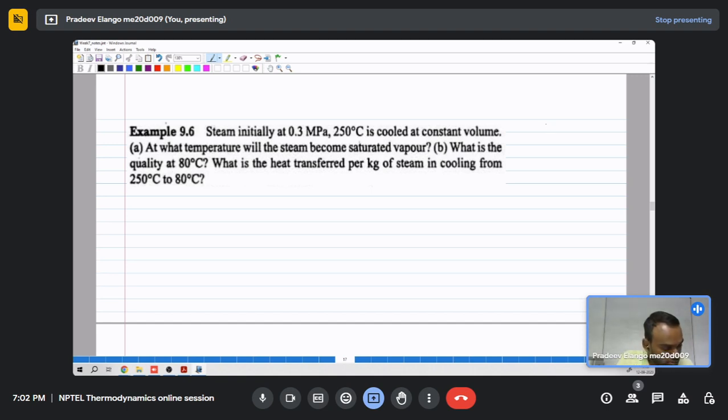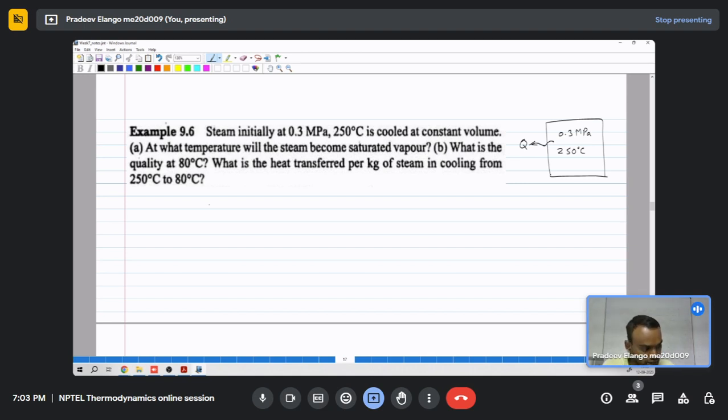So initially the steam is kept at a constant volume chamber, and initially it is at 0.3 megapascal and 250 degrees Celsius. So now heat is transferred out, so that means it is cooled, and then it has gone to a final state of 80 degrees Celsius, and on the way we can find what will be the steam temperature when it becomes saturated vapor. Sir, what is that A1, sir? A1 at what temperature? At what temperature will the steam become saturated vapor? Okay, sir. Okay.